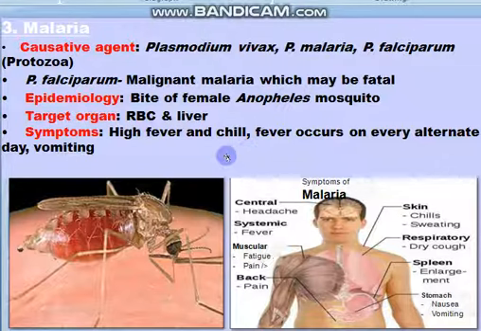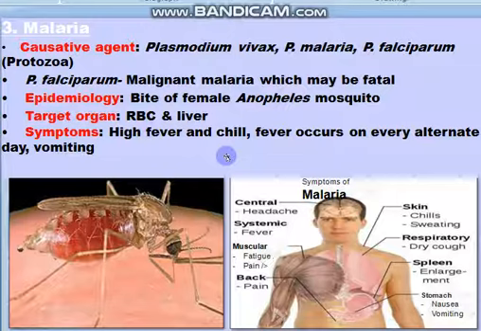Actually, in case of malaria, there are certain stages of the fever, and each malarial attack lasts for about 6 to 10 hours, and the patient goes through 3 different stages. The first stage is the cold stage, the second stage is the hot stage, and the third stage is the sweating stage. In the cold stage, malaria begins with very cold, the person shivers, feels chills, and there is a gradual rise in temperature.